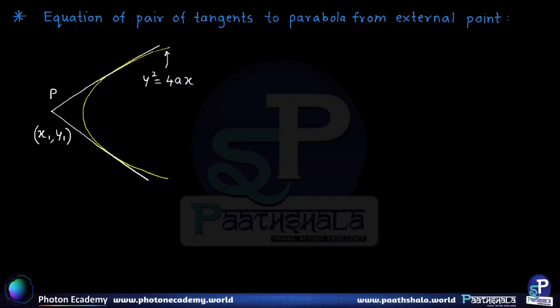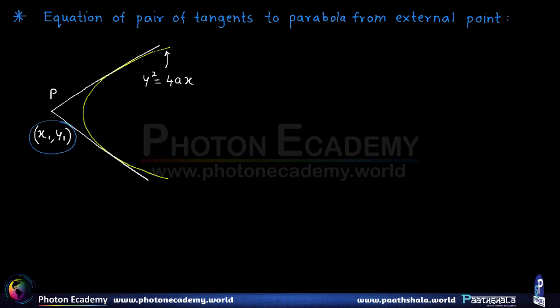Now we move ahead to see how to get the equation of pair of tangents to the parabola from some external point. Let's consider that some parabola is given to us, say the standard parabola y square equal to 4ax, and some external point P with the coordinates, say x1, y1, is given to us. Now we can see that from any external point we can always draw two distinct tangents to the given parabola.